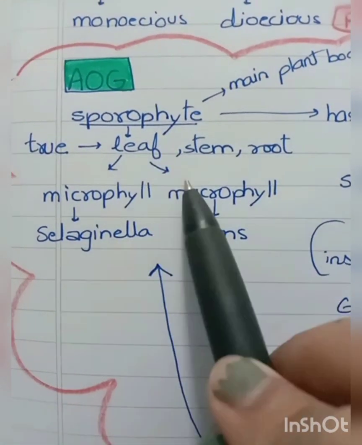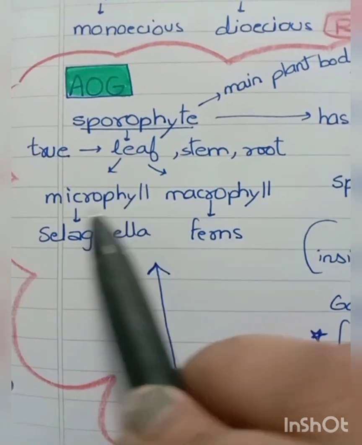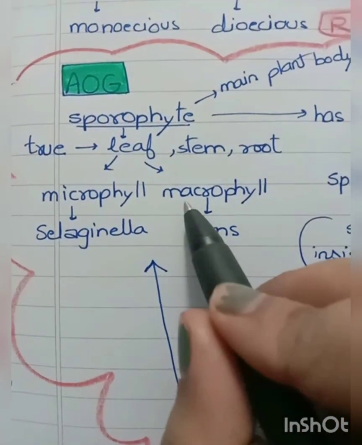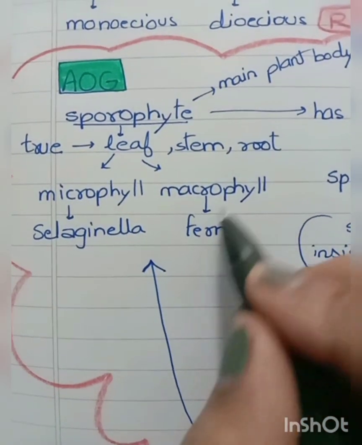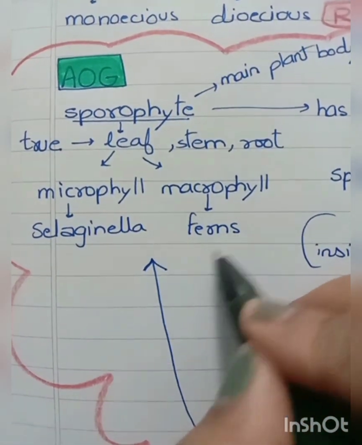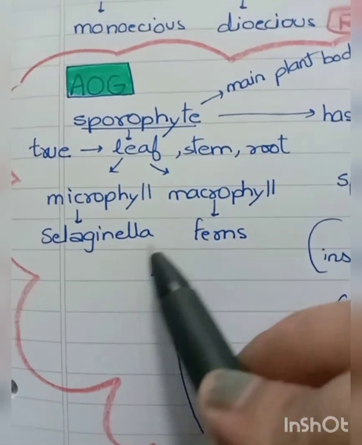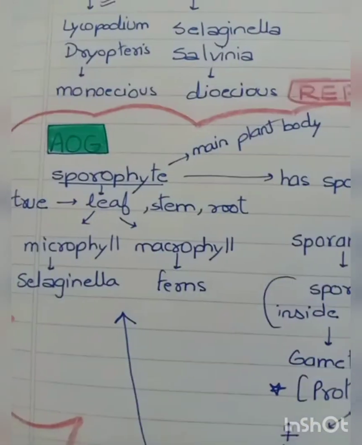The leaves are of two types, microphylls and macrophylls. Micro means the small leaves. Okay, macro means large leaves. And an example of macrophylls is ferns. For microphylls the example is Selaginella. This is also a very important example for NEET.